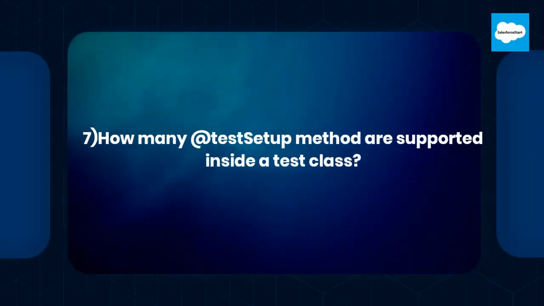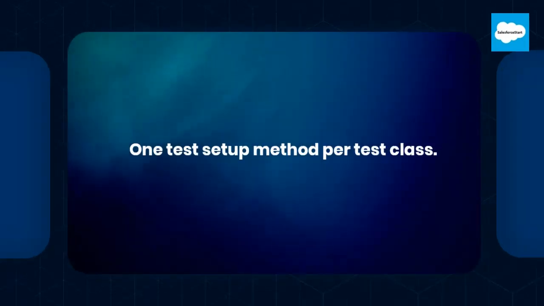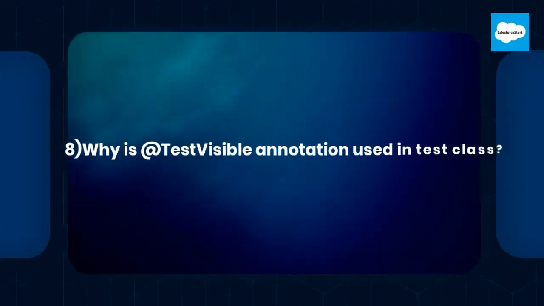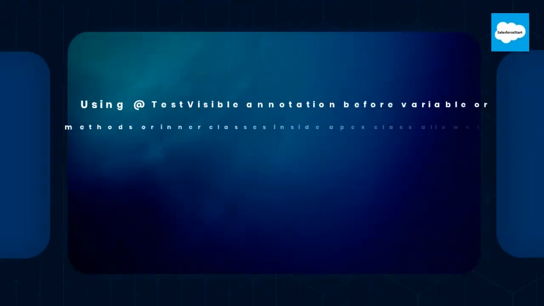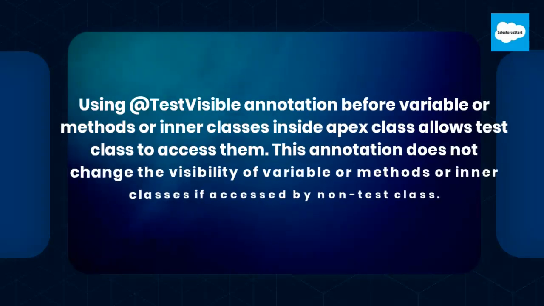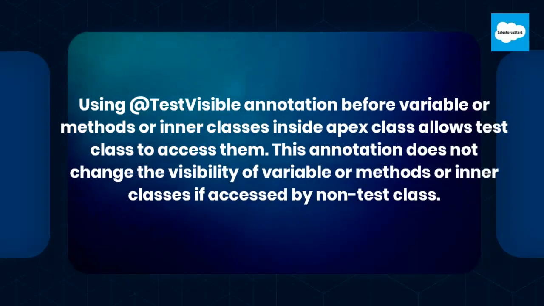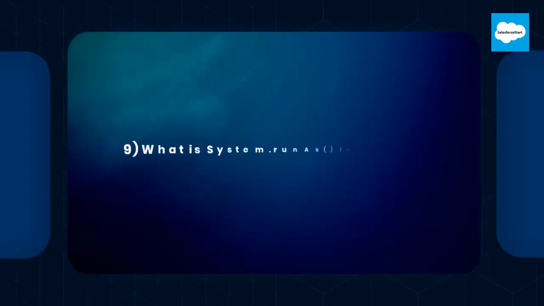How many @testSetup methods are supported inside a test class? One testSetup method per test class. Why is the @testVisible annotation used in a test class? Using @testVisible before variables, methods or inner classes inside an Apex class allows the test class to access them. This annotation does not change the visibility of variables, methods or inner classes if accessed by a non-test class.